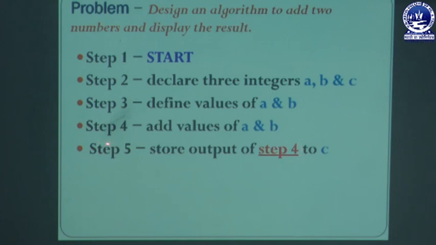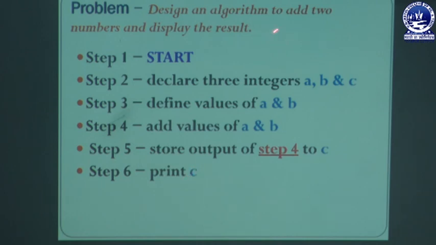So what is step 4 here? Step 4 is add values of A and B. So the output of step 4 is going to be placed in C. Then after getting the result in C, we are going to display the result as mentioned in the problem. So step 6 is print C. That means we are going to display the addition result that is stored in C. So print C. And these are the finite steps. After executing step 6, we solve our problem.